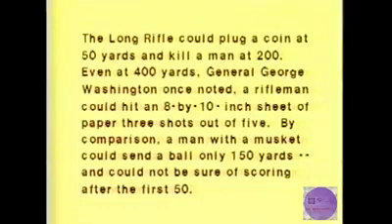The long rifle could plug a coin at 50 yards and kill a man at 200. Even at 400 yards, General George Washington once noted a rifleman could hit an 8 by 10 inch sheet of paper 3 shots out of 5. By comparison, a man with a musket could send a ball only 150 yards and could not be sure of scoring after the first 50. In this paragraph, the words "by comparison" are a dead giveaway. The long rifle is being compared to the musket to clarify the main idea, which is that the long rifle was accurate, more accurate than a musket.